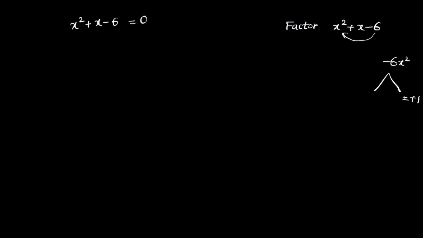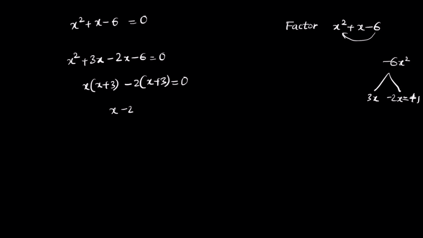One way of doing this is to take the factors of 6. Notice that the negative is on the number, and there is a positive x here, which means the positive goes on the bigger number. So we can write it as 3x times minus 2x. This can be written as x square plus 3x minus 2x minus 6 equal to 0. So x times x plus 3, minus 2 times x plus 3, equal to 0. So x minus 2 times x plus 3 equal to 0. Now we have factored this.